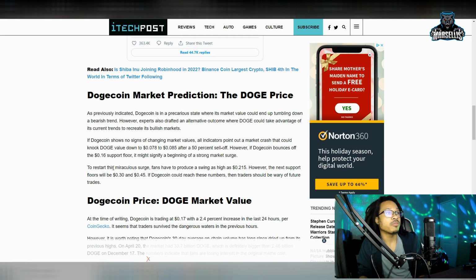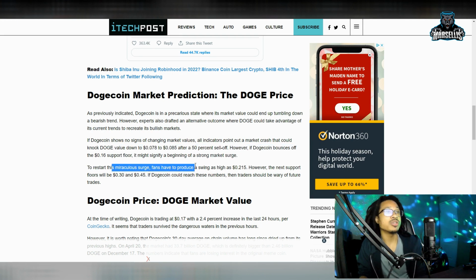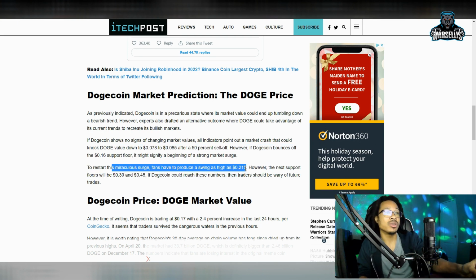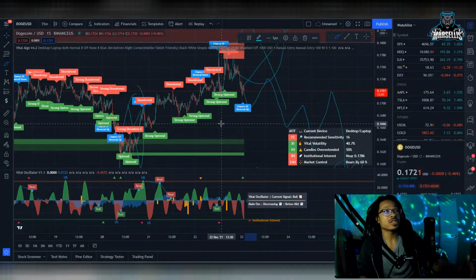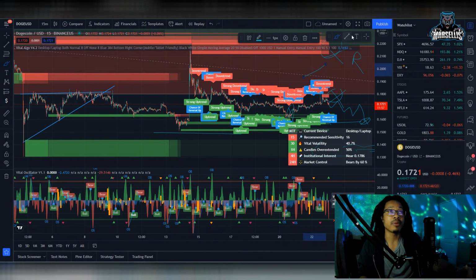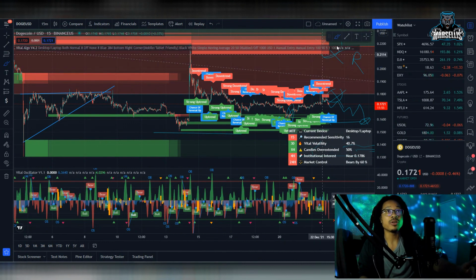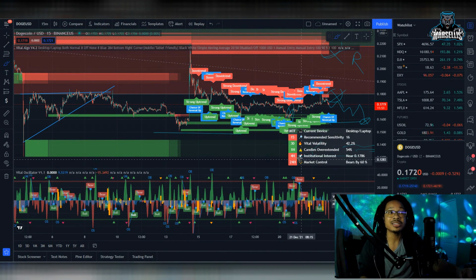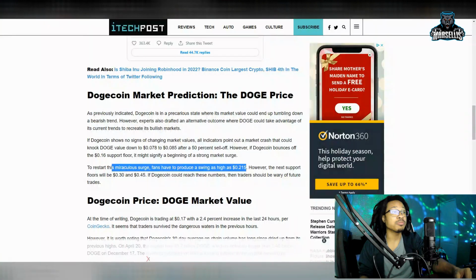So, to start this miraculous surge, fans have to produce a swing high at 21 cents. Pretty much what they're saying is, in order to spark this uptrend, we've got to get all the way up to 21 cents. We've got to break that area. And like I said, up here you can see 21 cents is where our next area of supply and demand is.